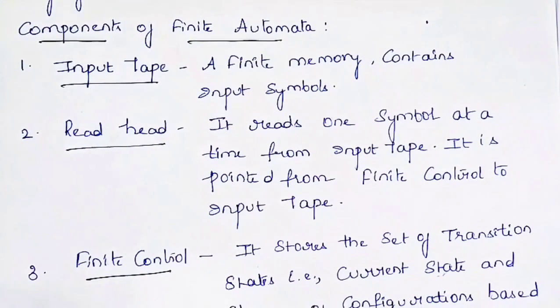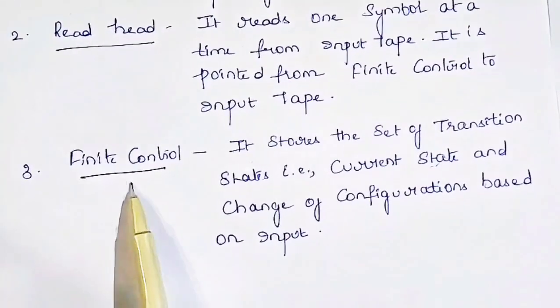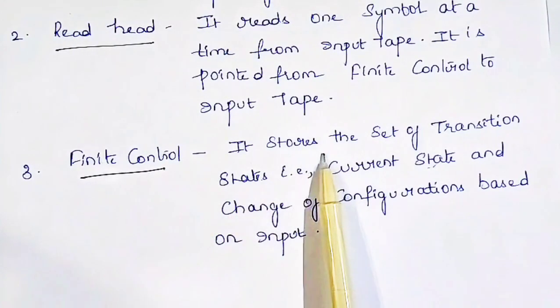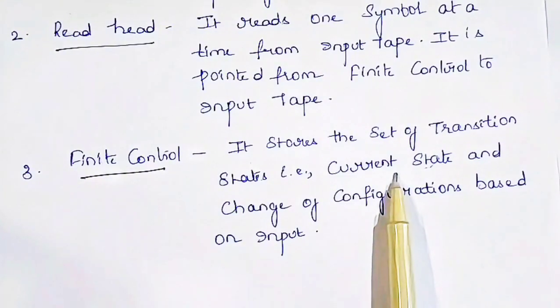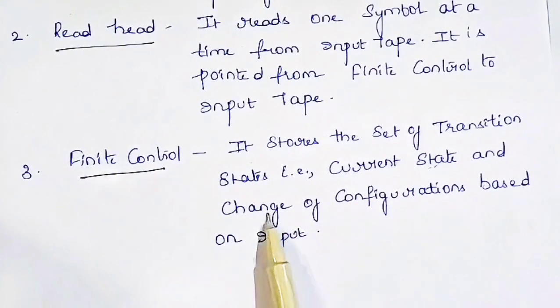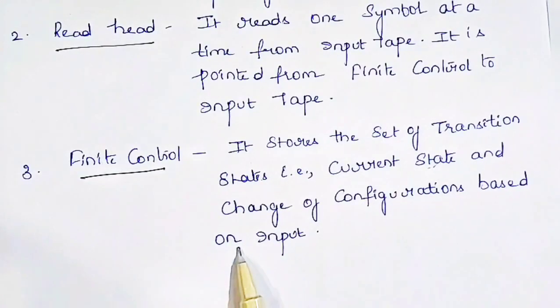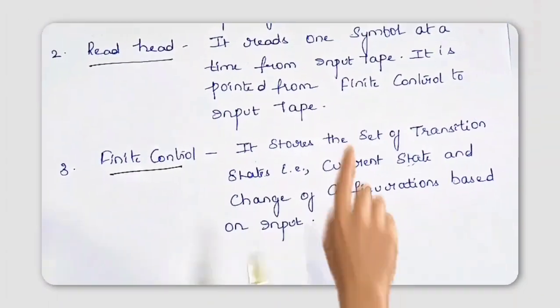string. And the finite control is just like a main unit of a finite automata which stores the set of transition states. The current state will read the first input and process through the entire number of transition states and reaches the end of a string upon processing the input string.